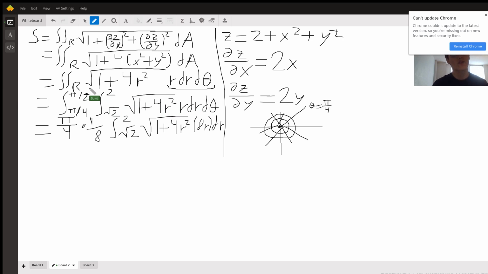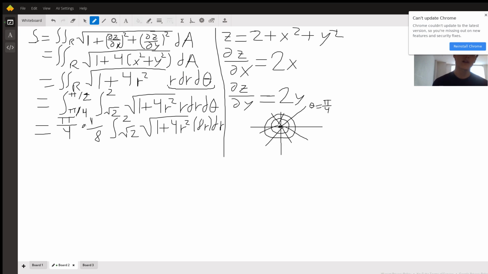Okay, so if we're using polar coordinates here, how can we write this integral in polar coordinates? Well, we need to do two things. We need to write the function we're integrating, root 1 plus 4x squared plus y squared, in terms of not x, y, but in terms of the polar coordinates r and theta. And we need to write this differential here, dA, also in terms of r and theta.